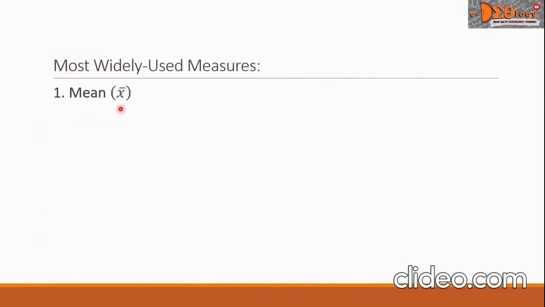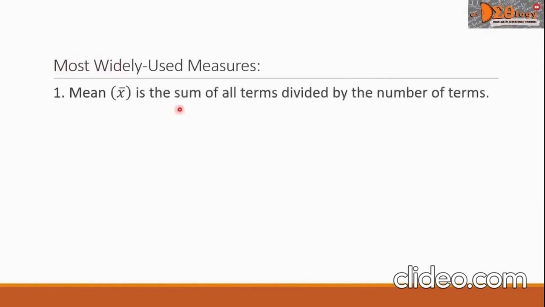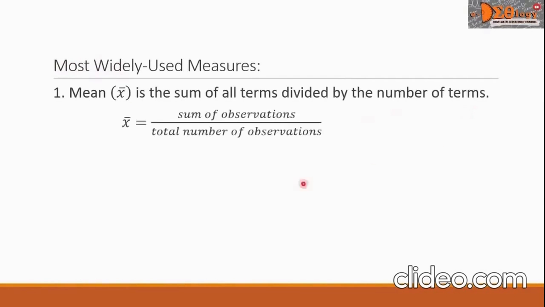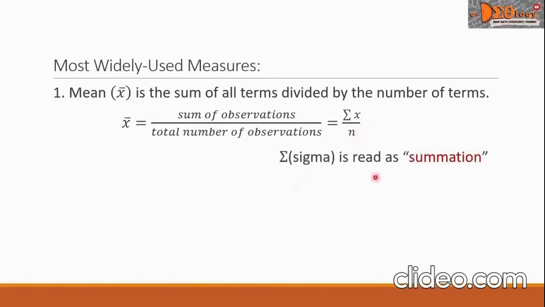The mean, symbolized by this symbol, read as x bar, is the sum of all terms divided by the number of terms. In symbol, we may write x bar equals sum of observations divided by total number of observations. In formula, we may write sigma x over n. The sigma is read as summation. So the formula here is read as summation of x over n.